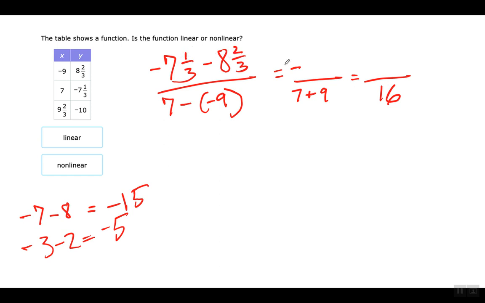7 plus 8 is 15. And 1 plus 2 is 3. This 3 over 3 is 1 whole. 3 sobre 3 es uno entero, porque si divido me da 1. So really, that gave me -16. And -16 divided by 16 is -1. All right, so the rate of change is -1, negativo 1.